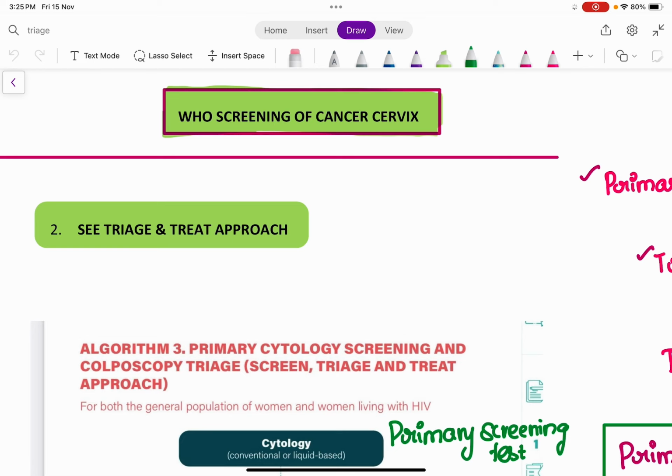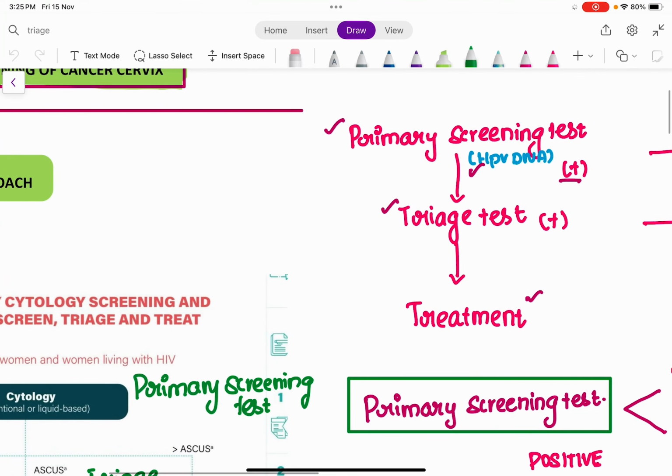So in this module, we are going to deal with part 2 of WHO screening of cancer cervix. In the previous module, we discussed the see and treat approach, where based on the reports of the primary screening test, you do the treatment. But in the see, triage and treat approach, which is the most commonly preferred approach by the WHO, we have a primary screening test followed by a triage test, and based on the reports of the primary screening and the triage test, we decide upon the treatment.